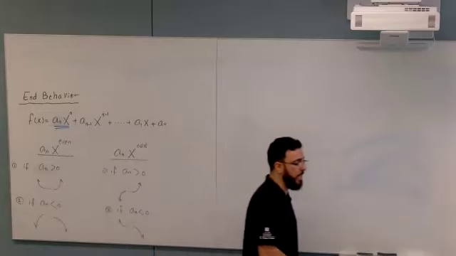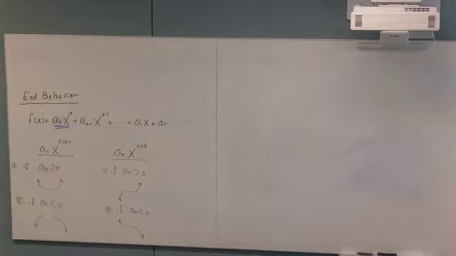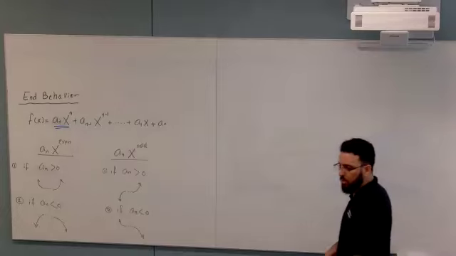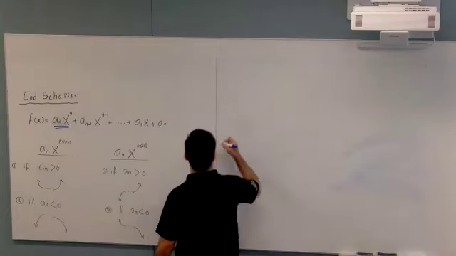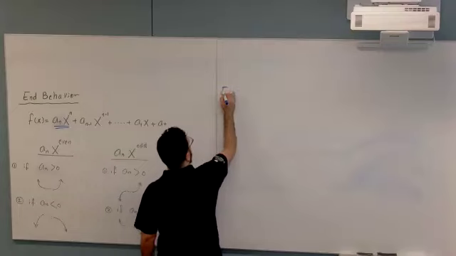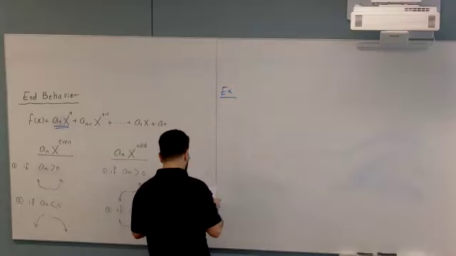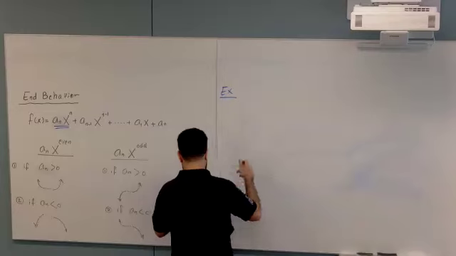By just looking at the polynomial function, you can check whether the end behavior is going to be this side going up or going down. It depends on what we have. Let's check this example. Here we have example 1.